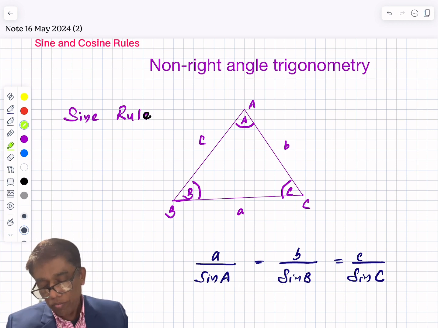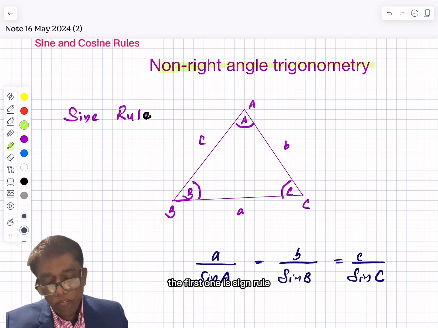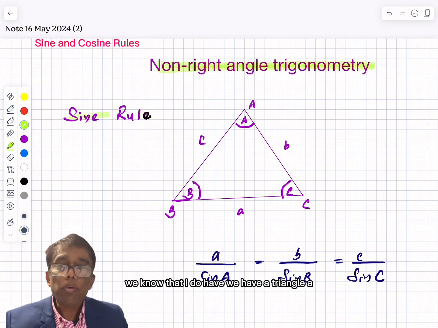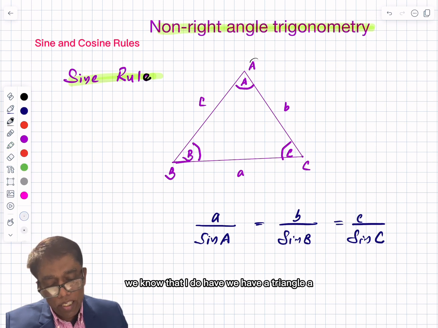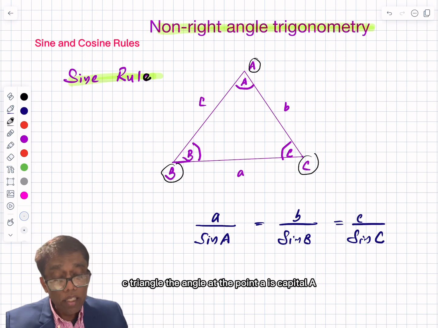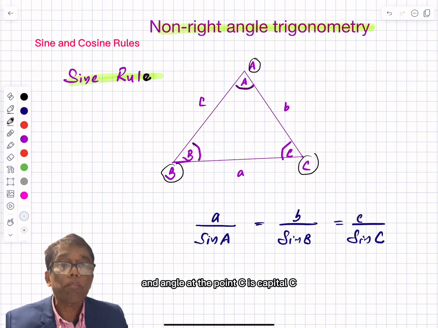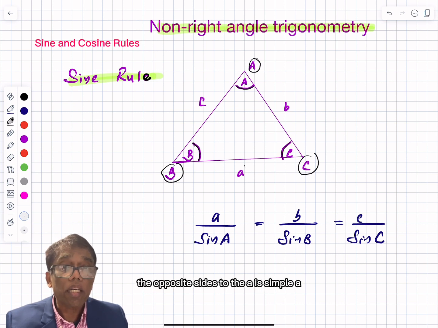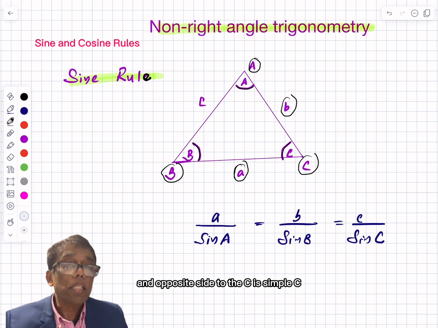Let's see non-right angle trigonometry. The first one is the sine rule. We have a triangle ABC. In the standard notation for triangle ABC, the angle at point A is capital A, the angle at B is capital B, and the angle at point C is capital C. The opposite side to A is small a, opposite to B is small b, and opposite to C is small c.